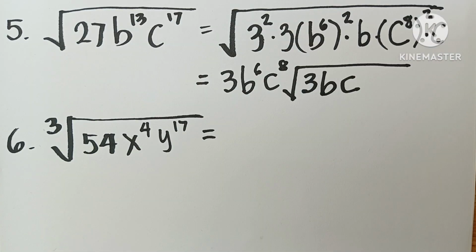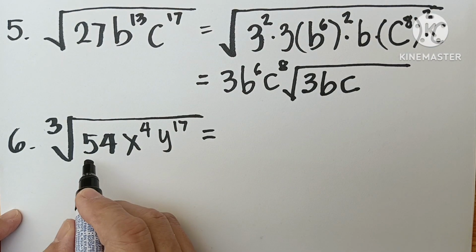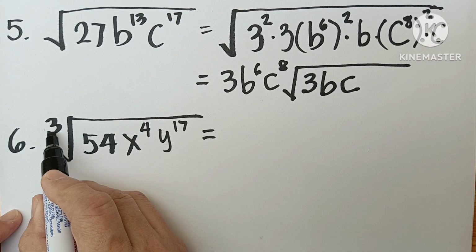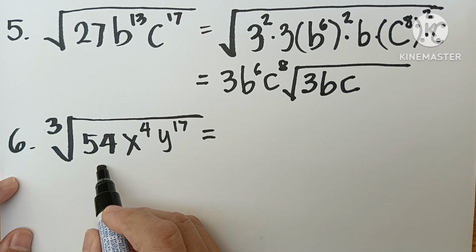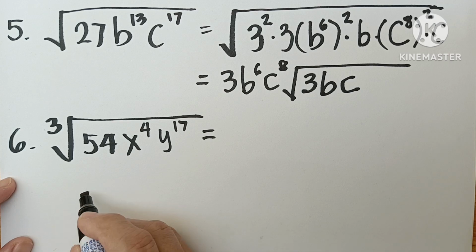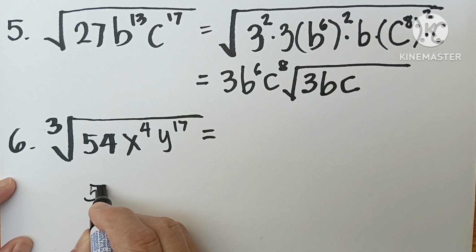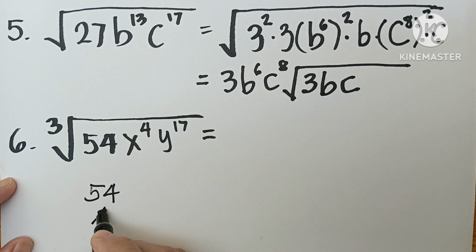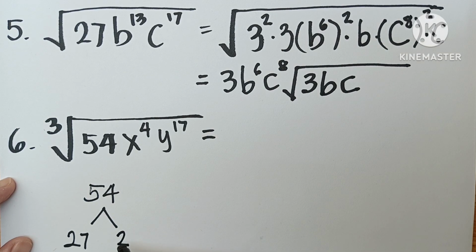Okay, let's go to number 6. What if the index is equal to 3, no? So, this time 3 ang index natin. How do we do this? So, first, we need to think of a factor of 54 na may cube root, no? Now, bakit may cube root this time? Because our index this time is equal to 3.